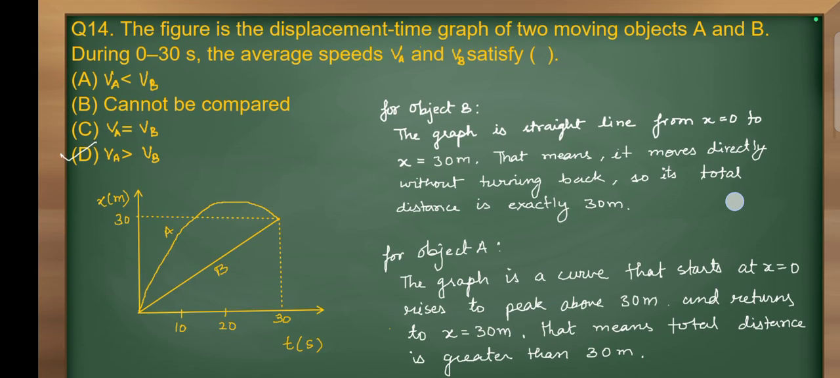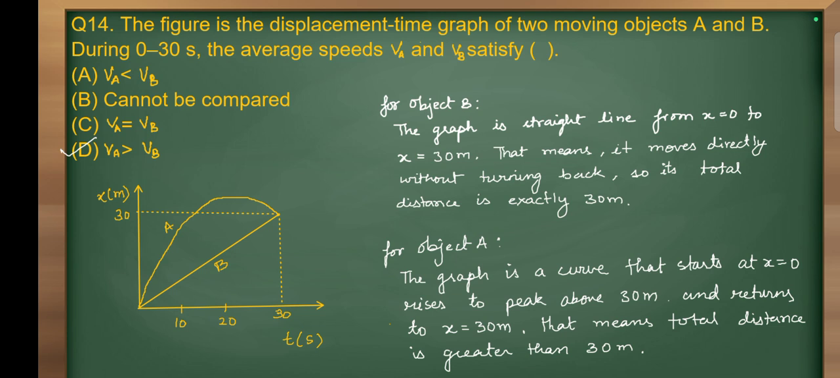Question number 14. The figure is the displacement time graph of two moving objects A and B during 0 to 30 seconds, the average speeds VA and VB satisfy.